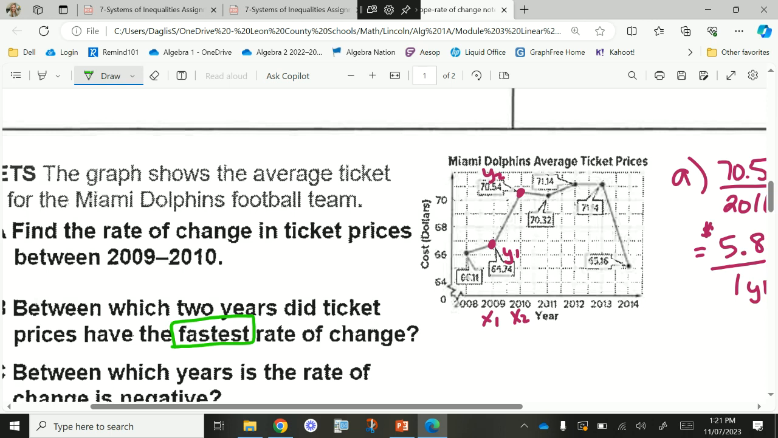So 9 to 10, that's a steep one. That's pretty steep. 13, 14 maybe? I'm guessing, but how could we prove it? Let's find the rate of change between those 2 points, because we know between 09 and 10. So we're thinking it might be this or it might be this. We already know one of their rates. So let's do it for the second one, and then we can definitely say which 2 years had the most dramatic change.